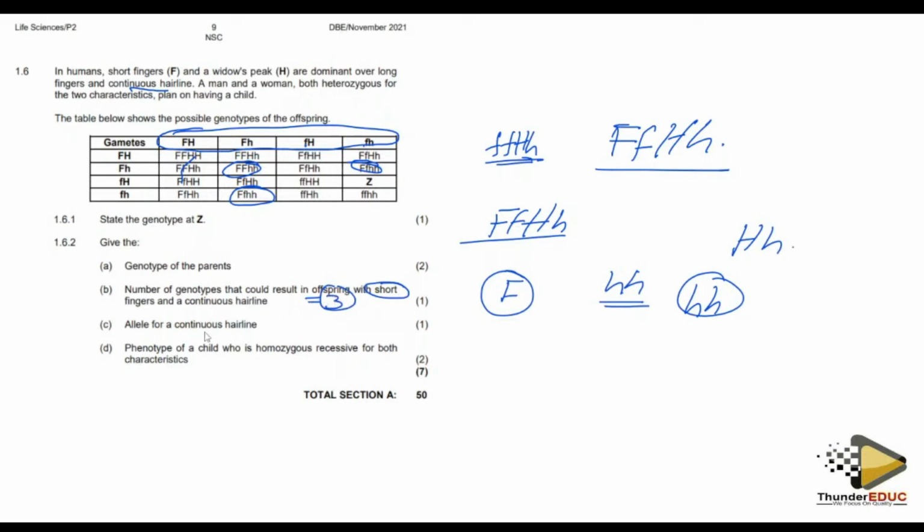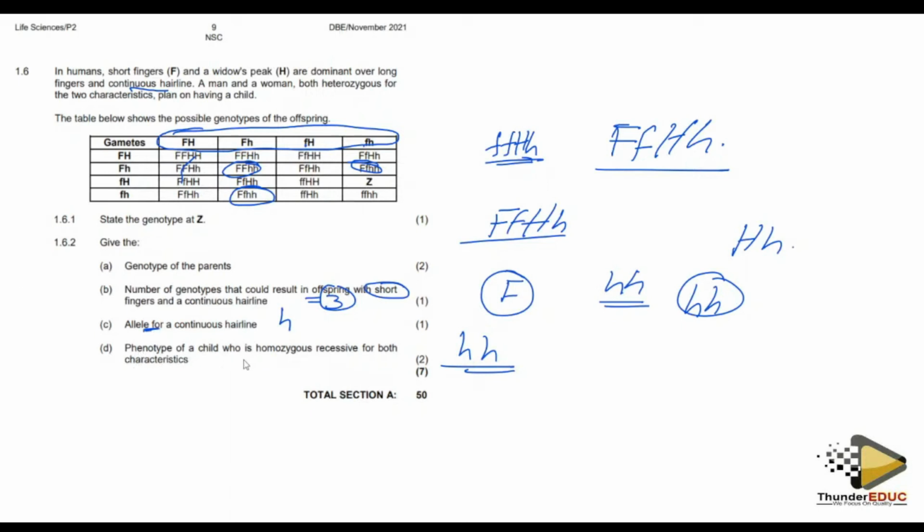Then they're saying that the allele for continuous hairline, remember, is caused by a recessive allele. So they're not saying alleles, they're saying allele. They're not saying genotype. Remember, it's caused by a recessive allele. You see, this is caused by a dominant allele, meaning that these are recessive alleles. So please do not write 2. It's supposed to be 1, because even here, they're saying allele.